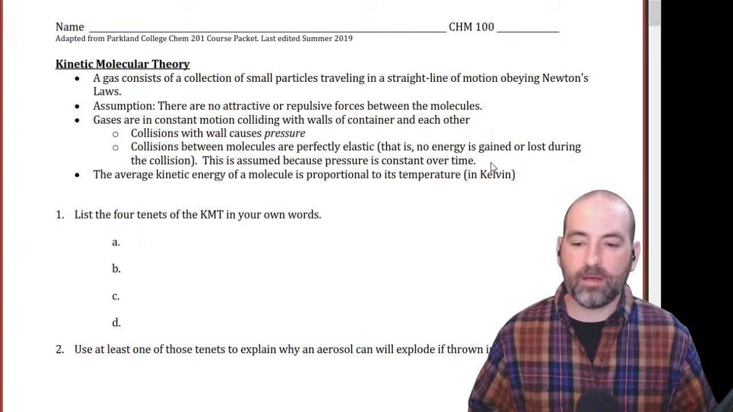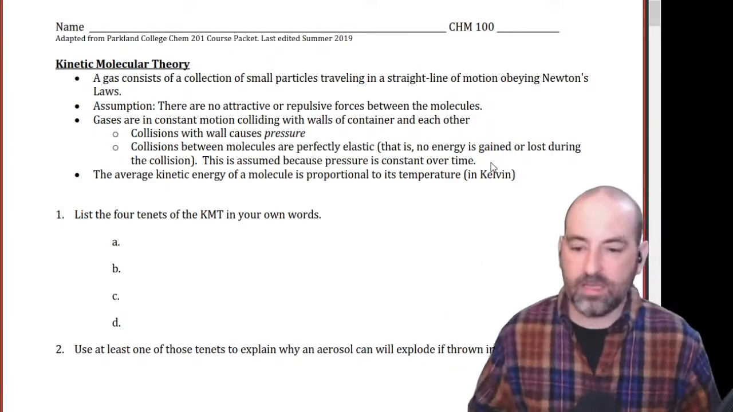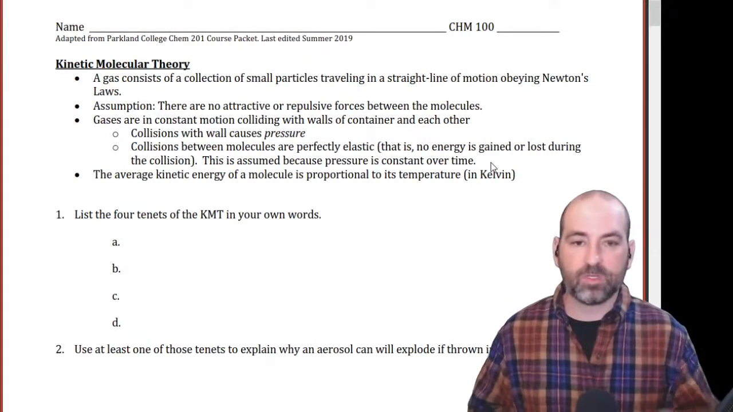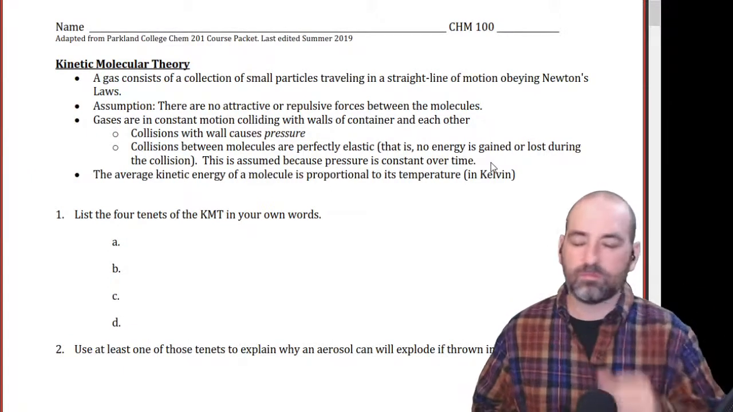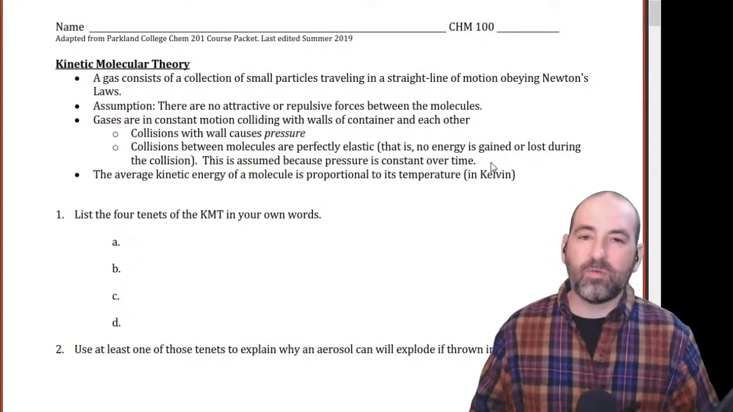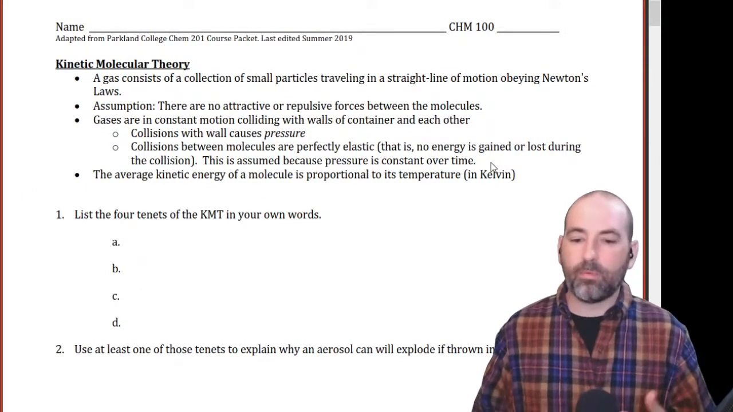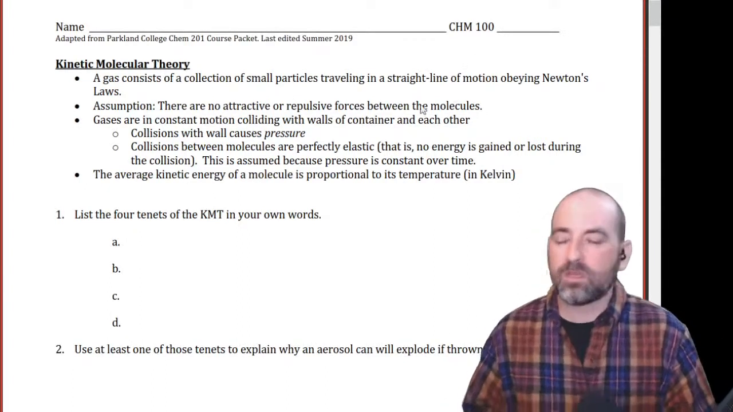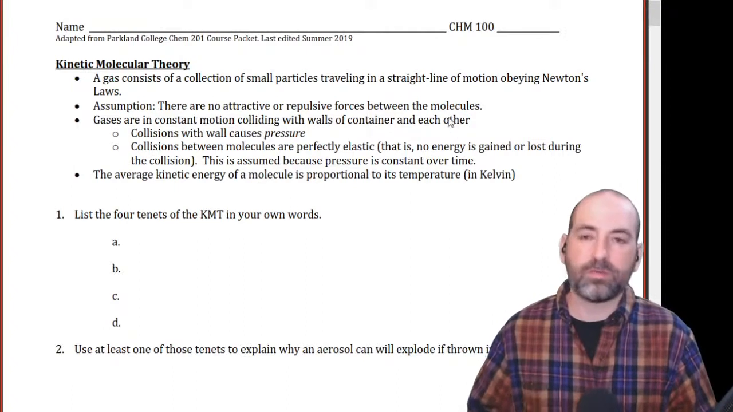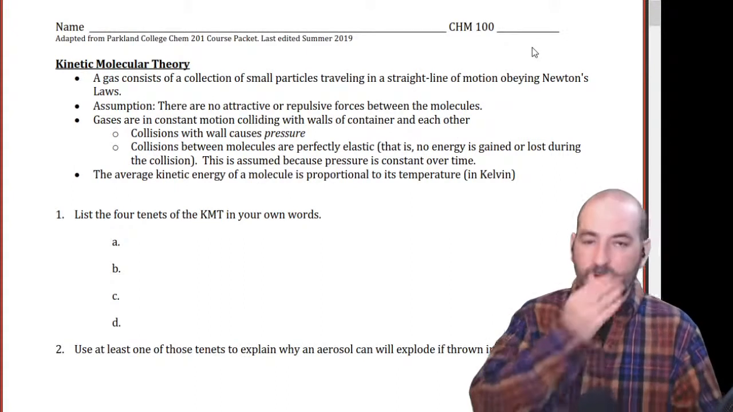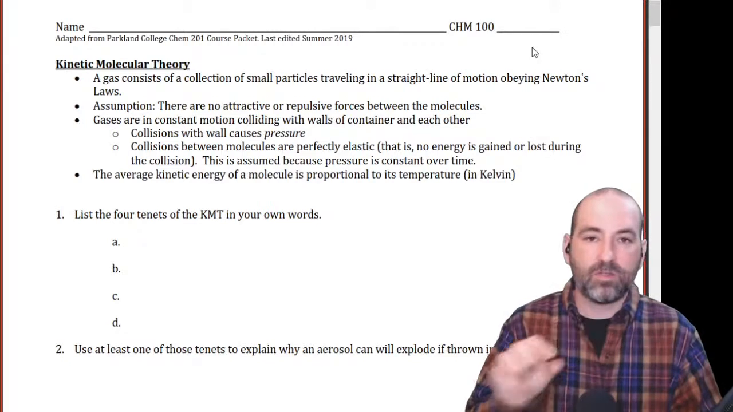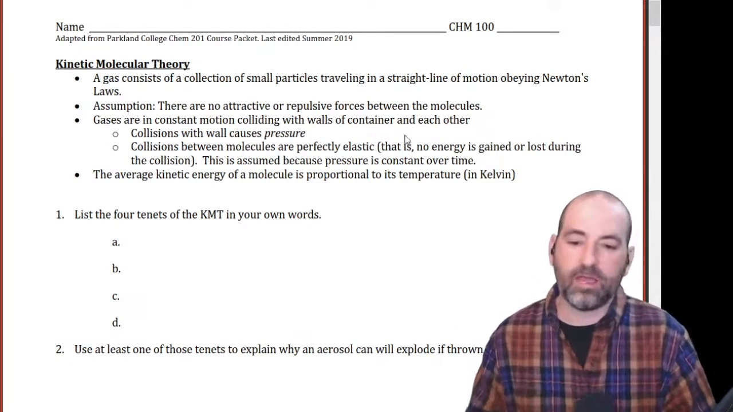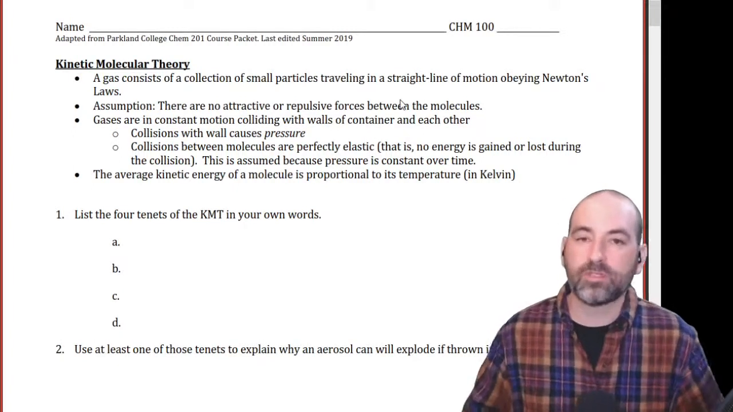The basic assumptions of kinetic molecular theory are here. You've got small particles traveling in a straight line of motion. They're just zooming along. We assume that there are no attractive or repulsive forces between the molecules. Wherever we say molecules, we could also say atoms or just particles, because not every gas is made of molecules. For example, helium is individual helium atoms doing these things.